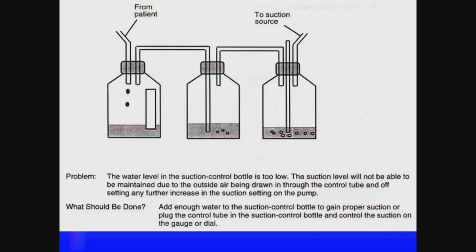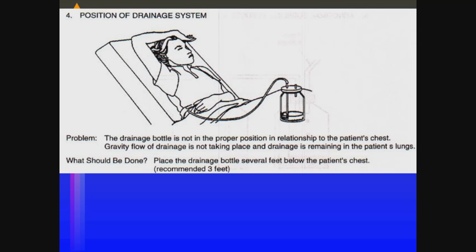Why don't you just adjust the suction on the wall rather than having that depth as your suction? This is kind of a fail-safe, so that if somebody inadvertently turns the wall suction up to a higher level, it's not going to cause that much vacuum inside the interpleural space. It's a safety feature. What's wrong here? You can't drain when it's sitting above the patient. So it should be put roughly 40 inches, 3 feet, below the patient.